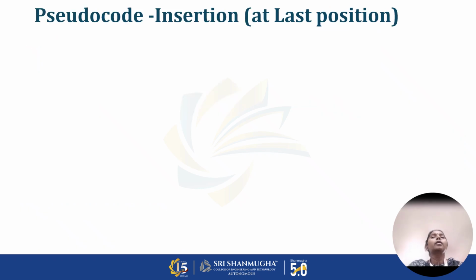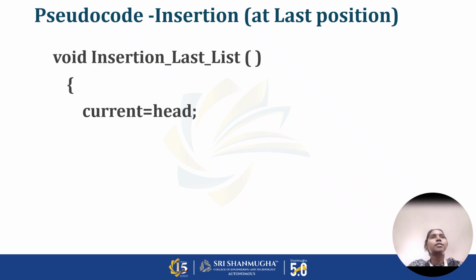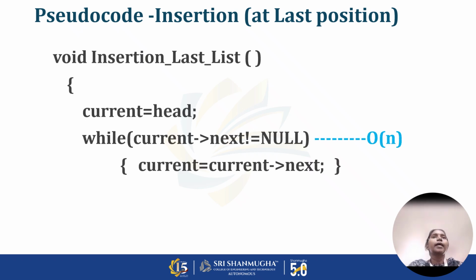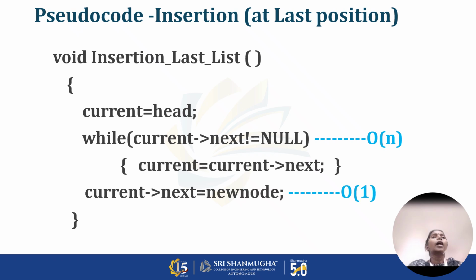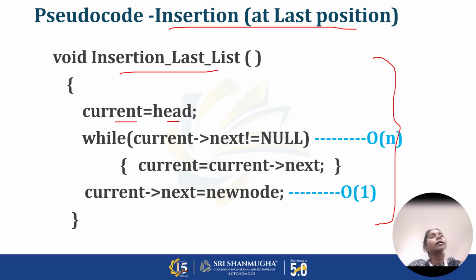And this is the pseudocode for the last position: void insertion last list, current is head, and while current next is not equal to null, current is equal to current next. Then current next is equal to the new node. This is the insertion at the last position, void insertion last list pseudocode. And that's all. Thank you.